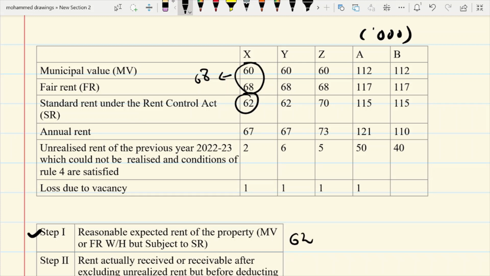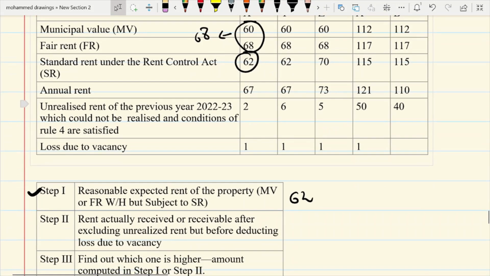So what is the answer for the first step? MV or FR, whichever is higher, then compare it with standard rent under the Rent Control Act. It should not be more than SR. That is why here you consider SR, because SR is lower than the first answer. If SR is not given, then you take the decision only on the basis of municipal valuation and fair rent. But if SR is given, then you have to compare it. This way you can find the answer for step 1.